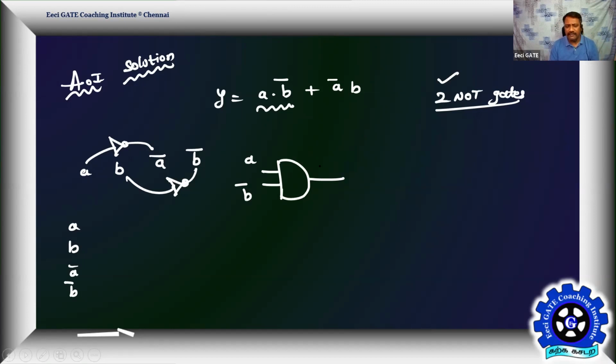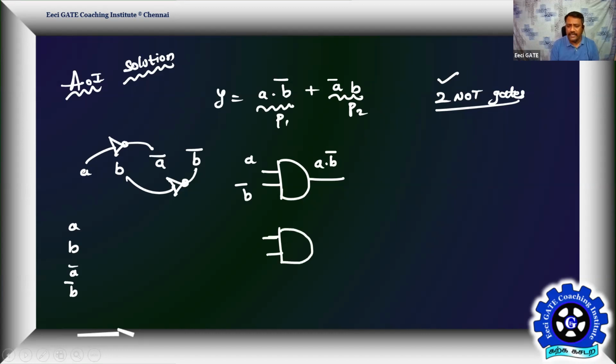And what is the implementation of this AND? A dot B bar. So the first product is ready; call it product 1. I'm going for product 2. So what is product 2? To get the products, we need AND gates.